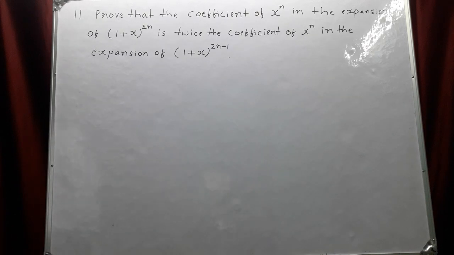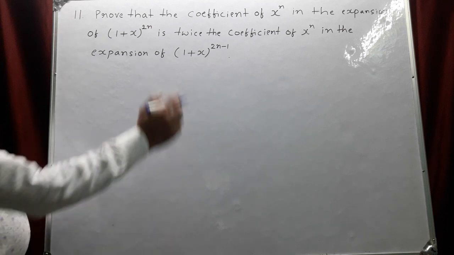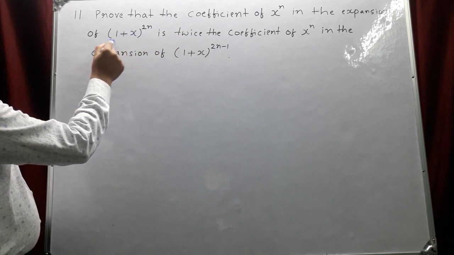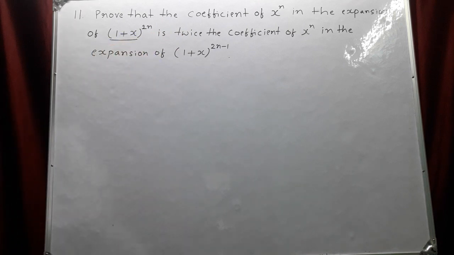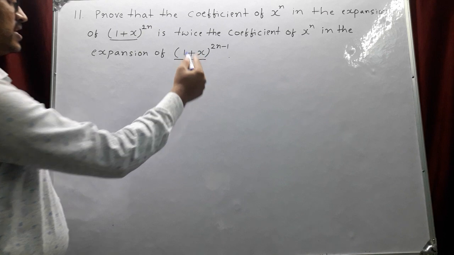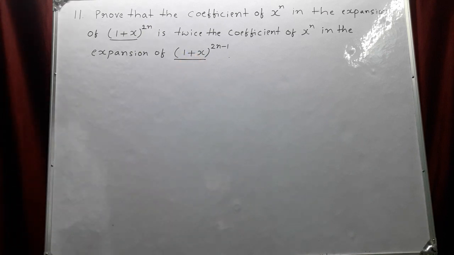Next question, question number 11. Prove that the coefficient of x^n in the expansion of (1+x)^2n is twice the coefficient of x^n in the expansion of (1+x)^(2n-1). So we have to prove that the coefficient of x^n in the expansion (1+x)^2n is twice the coefficient of x^n in the expansion (1+x)^(2n-1).